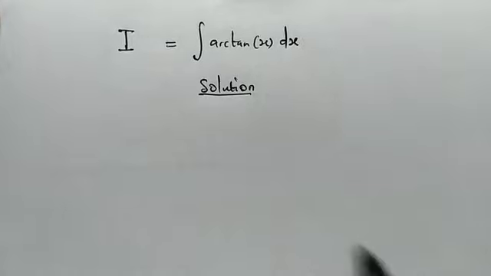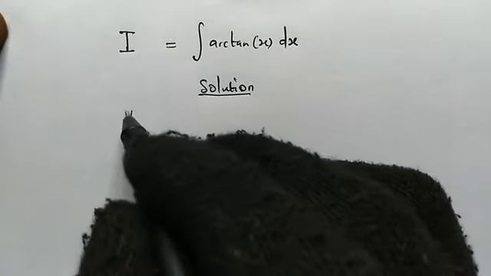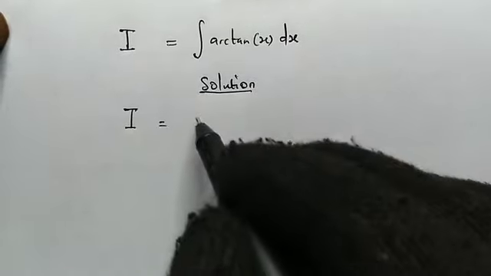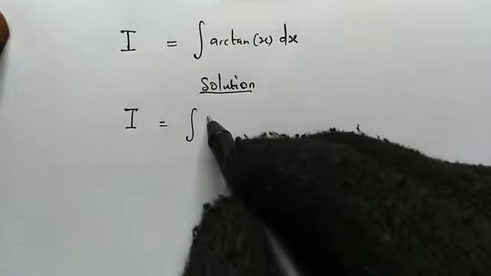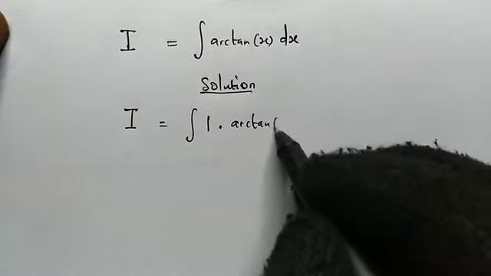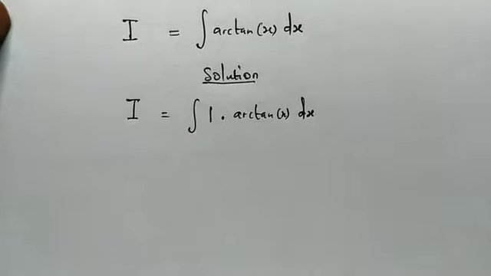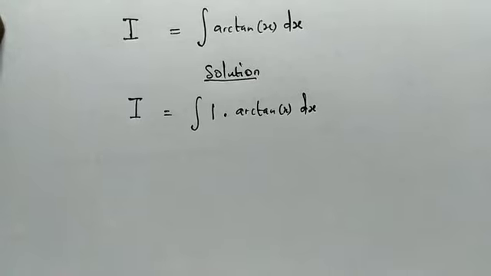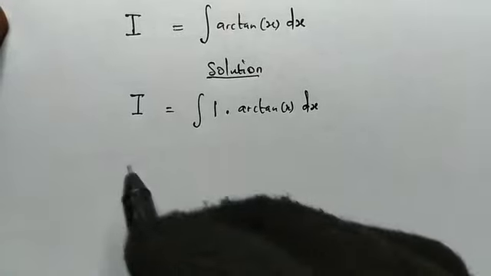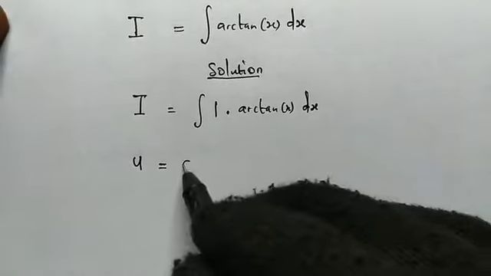Now we have I equals the arctangent of x, right? So I can rewrite this as I equals the integral of 1 multiplied by the arctangent of x dx. I have reason for this, right? Okay, now in this video we're going to make use of the integration by parts technique, right? So we're going to first call u equals the arctangent of x.